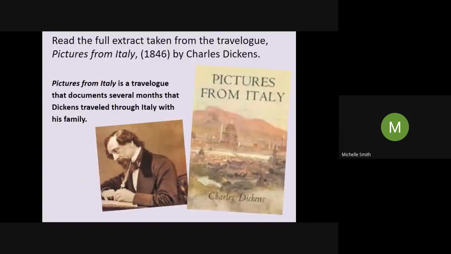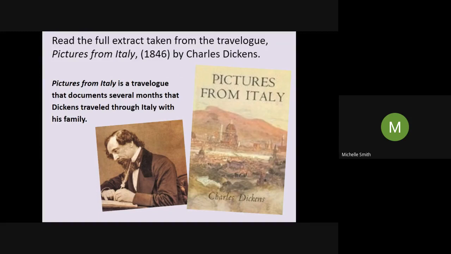All right, so the first thing that we're going to do is we are going to read our first document. So this is an extract that was taken from a travel log, which was written by Charles Dickens, very famous author. I'm sure you've all heard of him. However, this is him writing non-fiction. He travelled with his family through Italy in 1846, and this is a particular extract from his travel diary about Verona. Might have heard of Verona. I don't know if anyone's been to Verona. Beautiful city, famous for its Roman amphitheatre, but also famous for being the setting of Romeo and Juliet.